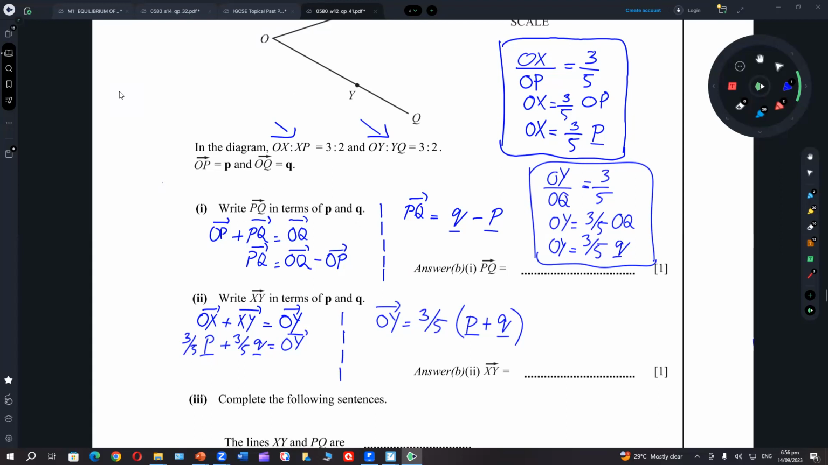So now can you work out the next part? The next one. Now we've tried to find XY by XT. So now work it out.